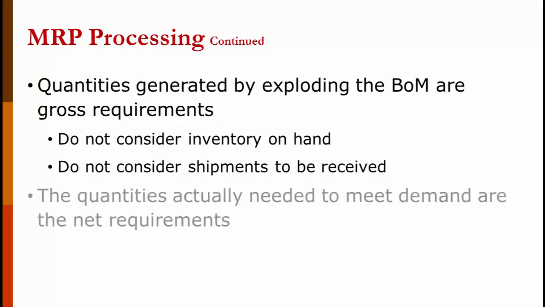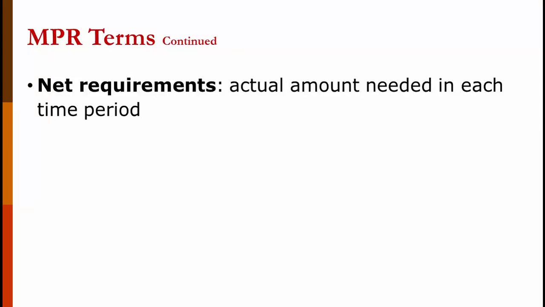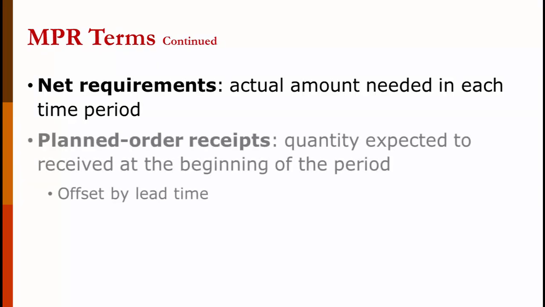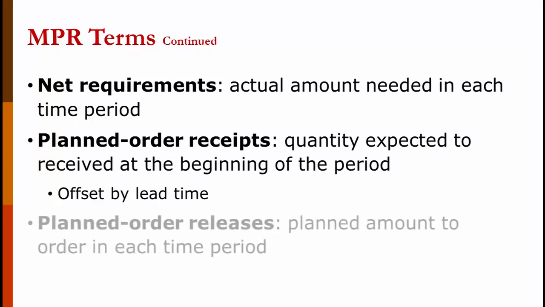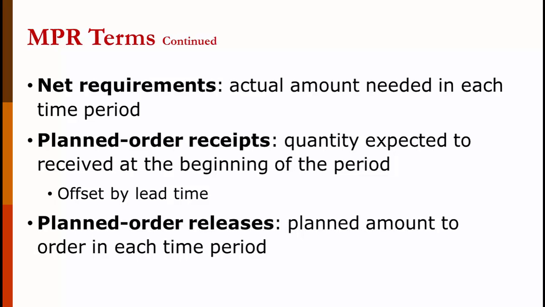The quantities actually needed to meet demand are what we call net requirements. Net requirements are the actual amount needed in each time period for each item that we're planning. Planned order receipts are the quantities expected to be received at the beginning of the period. This could be net requirements, or it could be net requirements adjusted for lot sizing. These are offset by lead times to develop planned order releases.